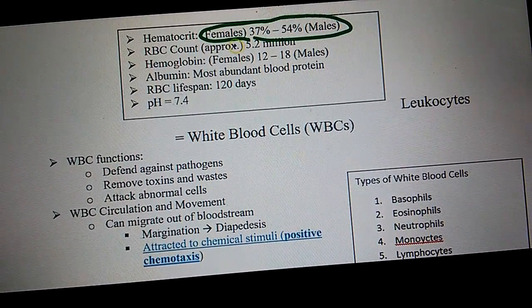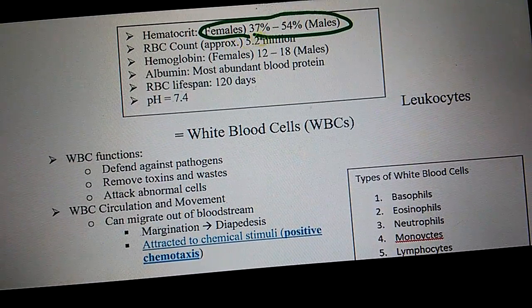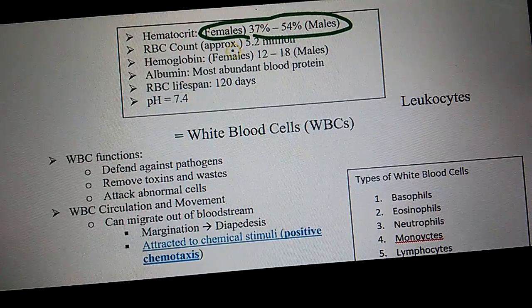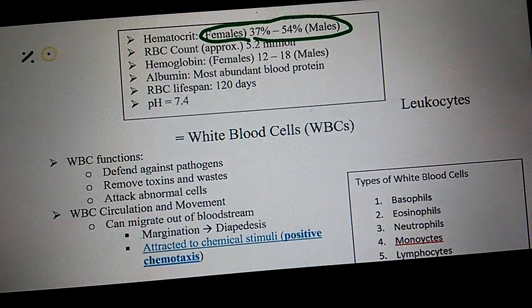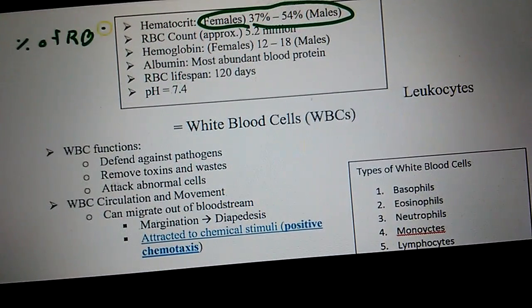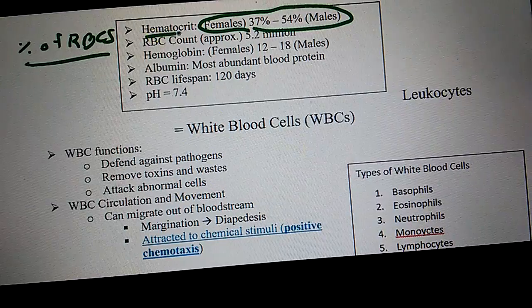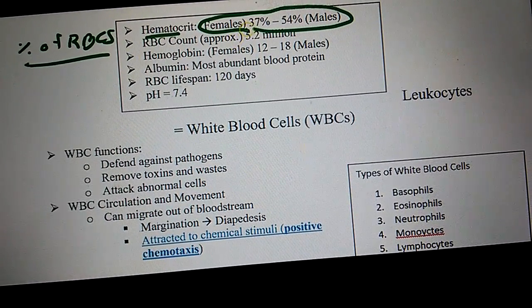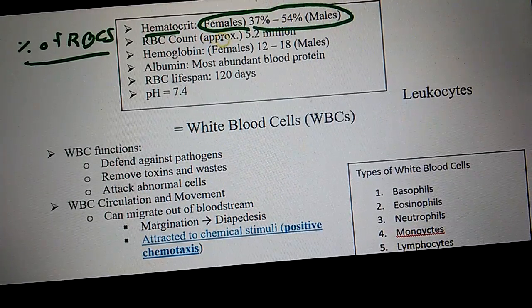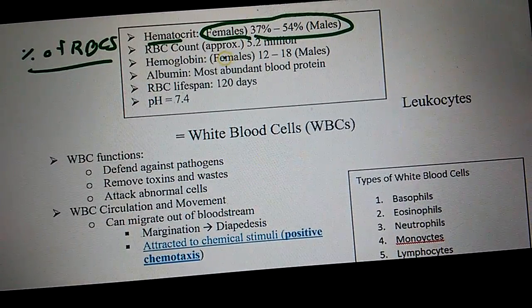I'm sorry, what's the average hematocrit? 37 to 54. Hematocrit is the percentage of RBCs out of whole blood. Okay? So what is the percentage of red blood cells called? Hematocrit. What's a normal hematocrit? 37 to 54.